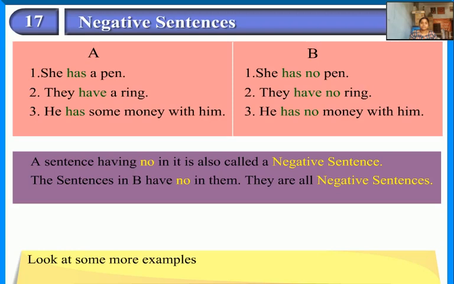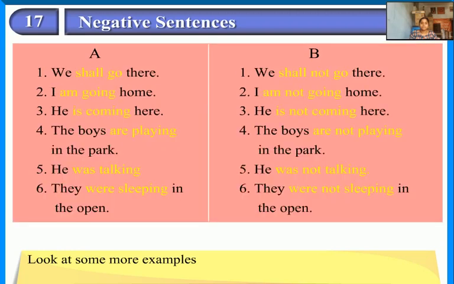Look at some more examples. We shall go there. We shall not go there. I am going home. I am not going home. He is coming here. He is not coming here. The boys are playing in the park. The boys are not playing in the park.